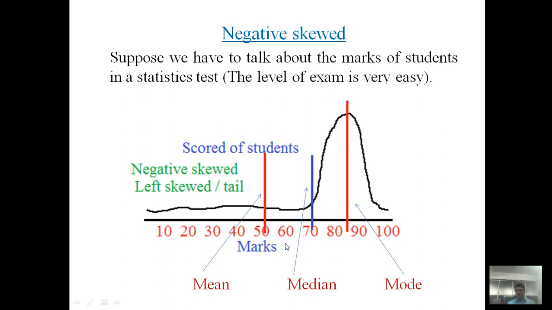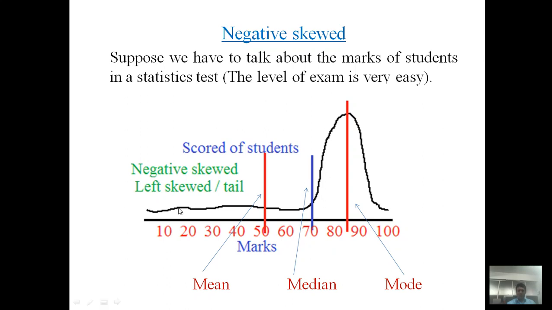say in a particular class there are 60 students, and these are the distributions of those 60 students. The x-axis represents the marks of the students, and the y-axis represents the data, that is the score obtained by the 60 students. There is one assumption given in the question: the statistics exam question paper is very easy, and we know that if the question paper is very easy, then most students get a high score.